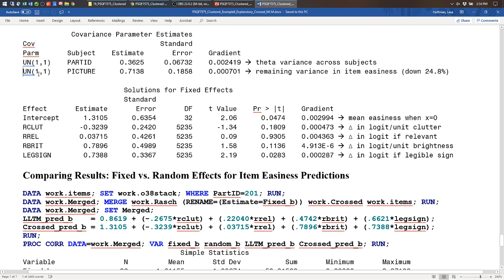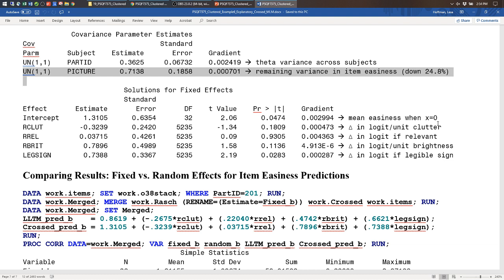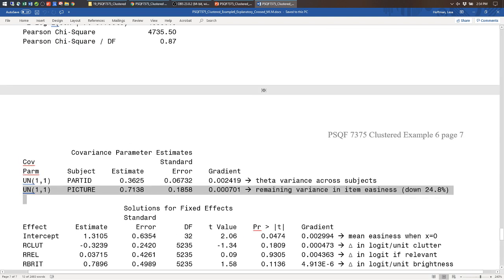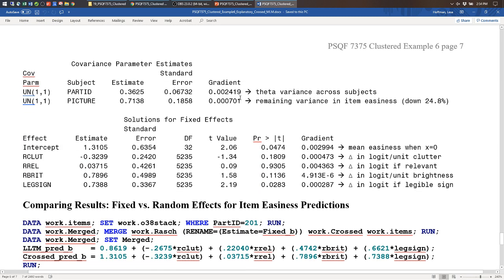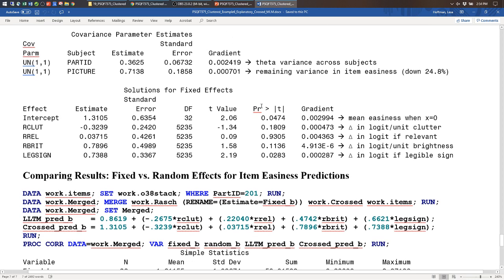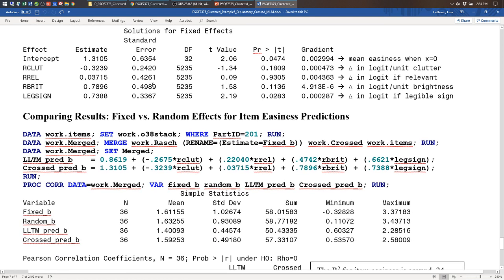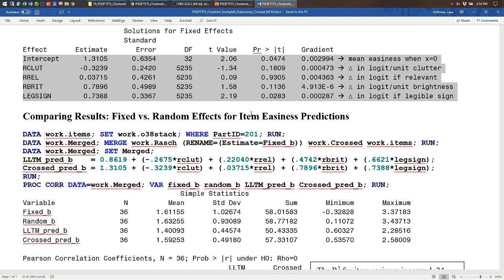So of the variability across items relative to the empty model, it's down about 25%. So 25% of all the reasons why some items are more difficult than others is because of the four things that I measured or manipulated here. And that means there's a whole lot of item variance up for grabs that I don't know why it's there. The differences in the results, though, are pretty severe. The only thing that matters now significantly is whether or not the change was made to a legible sign.